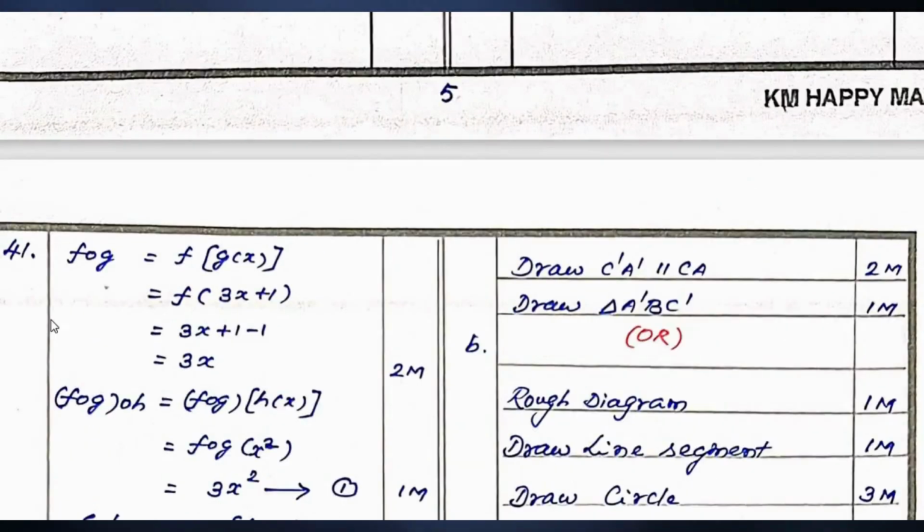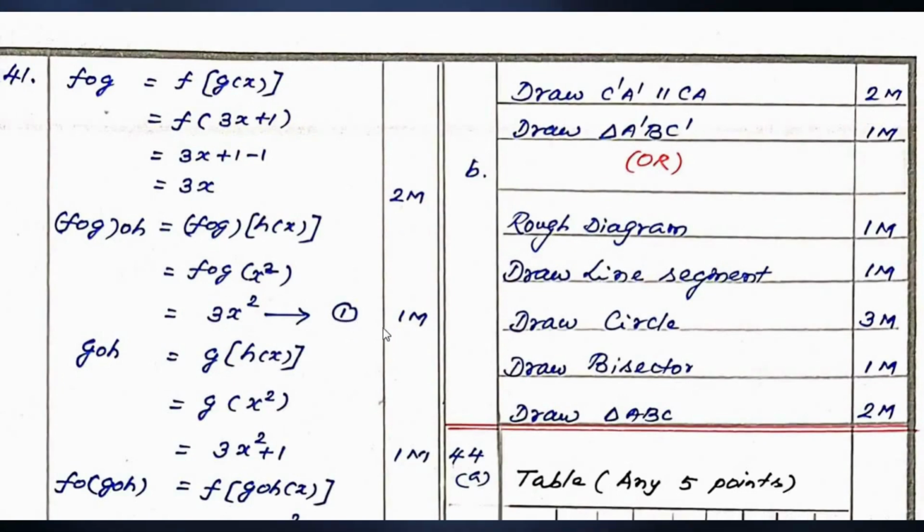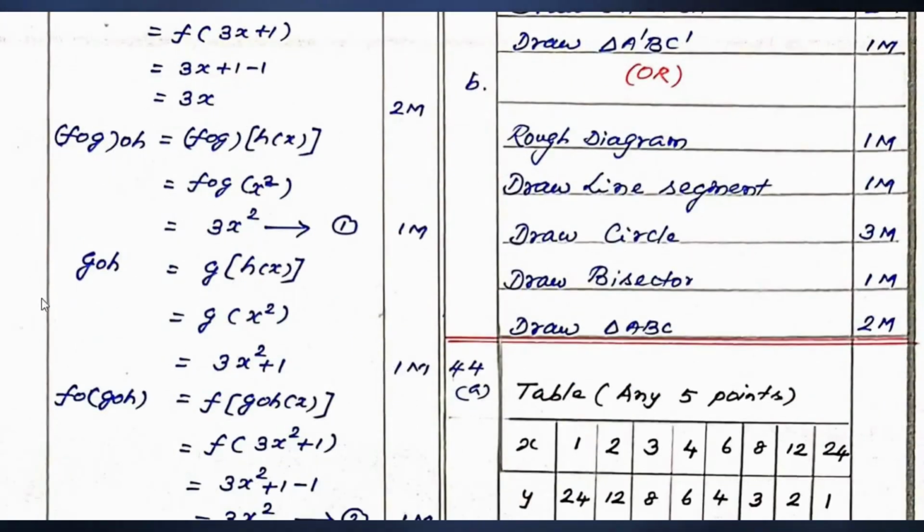Question number 41. Composition of 3 functions, associative property are satisfied for composition of 3 functions. First you find f composition g. The answer is equal to 3x, for this stage 2 marks. Then f composition g composition h is equal to 3x square. This is equation number 1, for this stage 1 mark. And g composition h, the answer is 3x square plus 1, for this stage 1 mark.